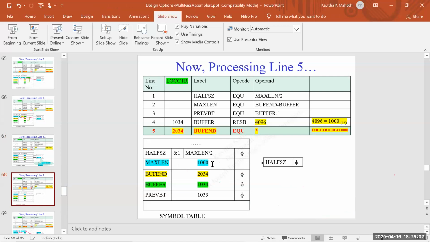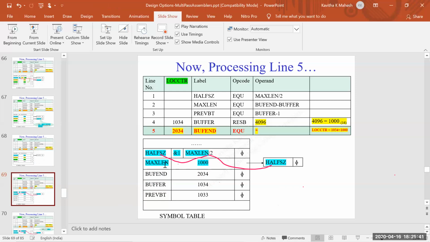So anything else left out? Please note, right now we know the value of MAXLEN. We have estimated the value for MAXLEN, and it is 1000. As soon as a symbol's value is known, you have to scan the list associated with that symbol and see if there are any other symbols that are dependent on it. Now we have one symbol, HALFSET, that is dependent on MAXLEN. You may see that HALFSET is given by MAXLEN by 2.